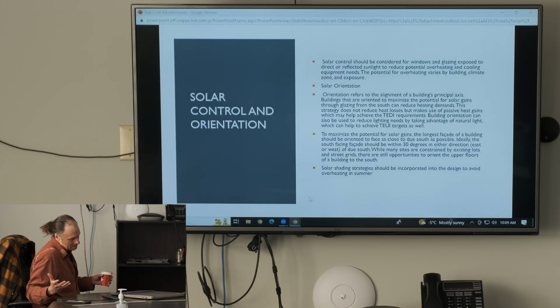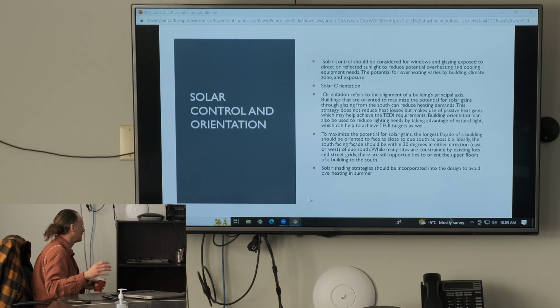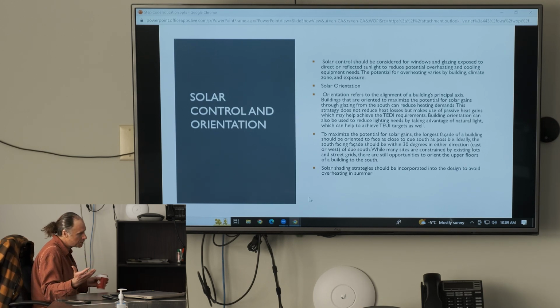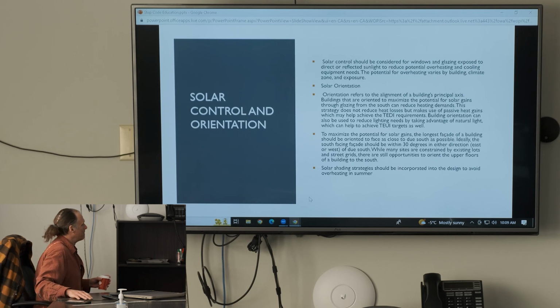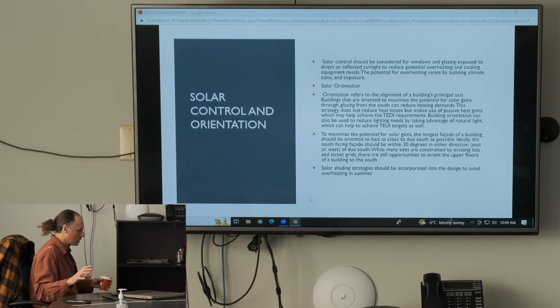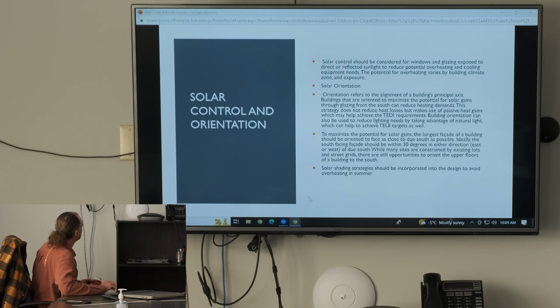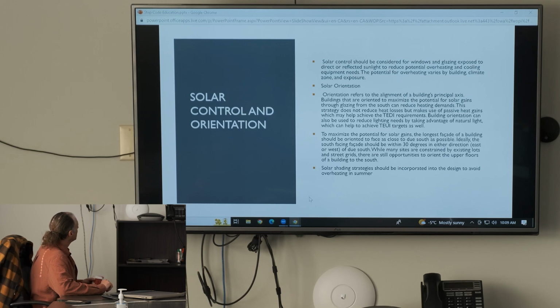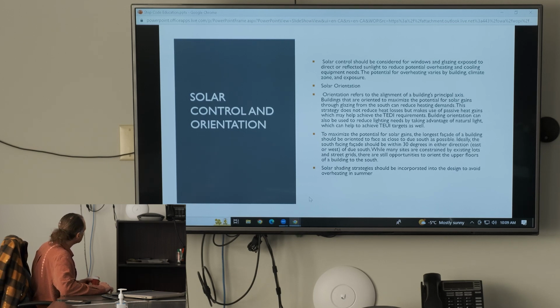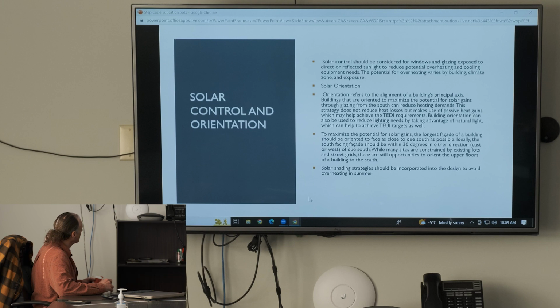So here's another important factor in reaching these targets. It's called solar control and orientation, and it's mostly about windows and where they're placed, also how the building is situated relative to the site. So solar control should be considered for windows and glazing exposed to direct or reflected sunlight to reduce potential overheating and cooling equipment needs. The potential for overheating varies by building, climate zone, and exposure.